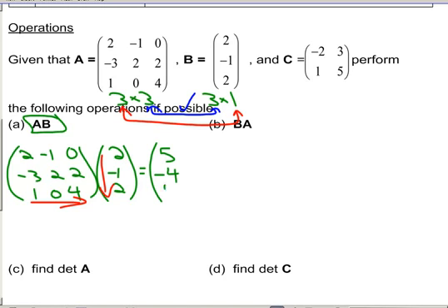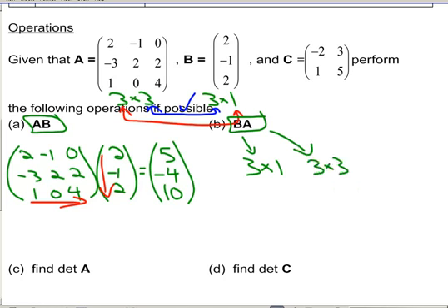All right, the next one. We want to multiply BA. Let's see if this is possible. In this case, we'd have a 3x1, our B, multiplied by a 3x3. It just can't happen. Okay, we have different numbers on the inside here. It's not going to work.